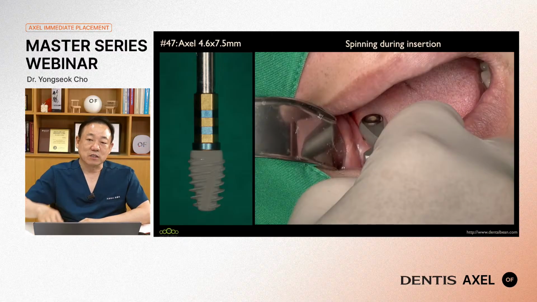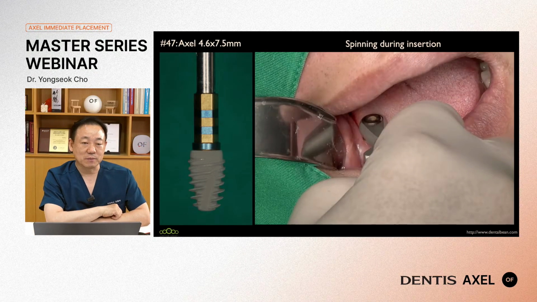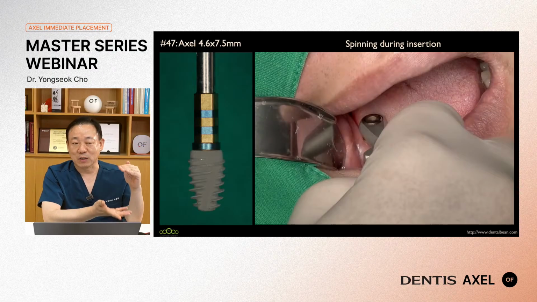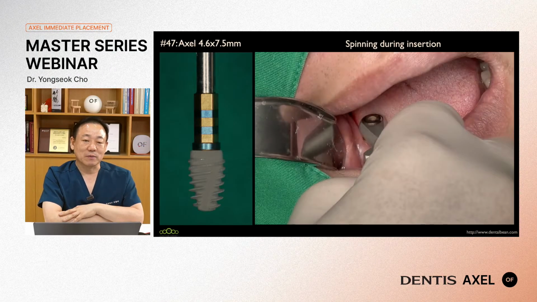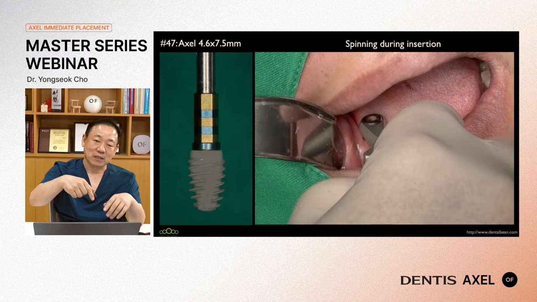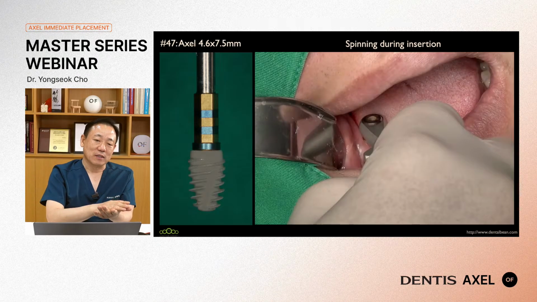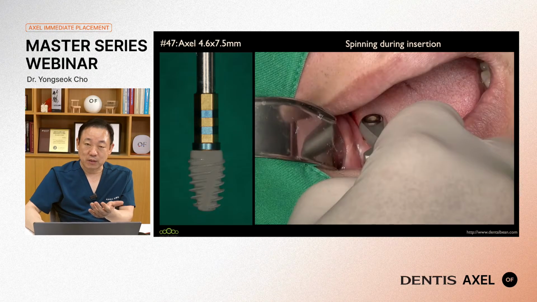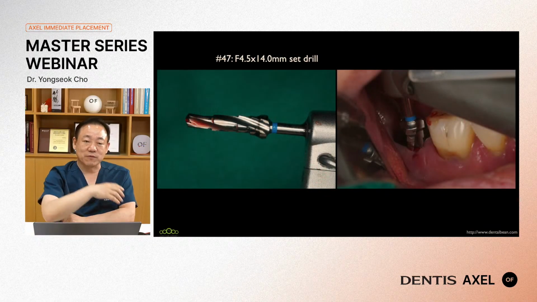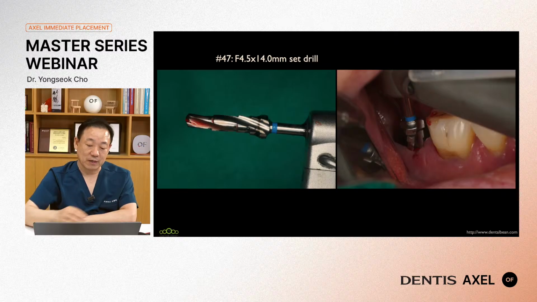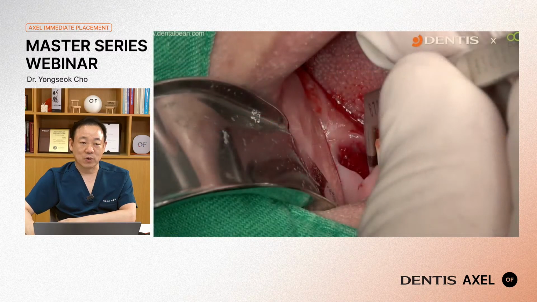During the insertion, it spun. That's because I didn't prep a sufficiently long apical portion. It is under 3 millimeter. So it spun again. So I decided to advance further, changing the drill to 14 millimeter long. Okay. And I checked the hole depth again. Now it is a 14 millimeter deep hole. Then 9 millimeter is available.